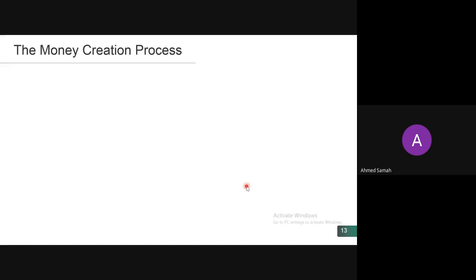So let's look into the money creation process. As I have said, the money creation process begins with an increase in the monetary base.